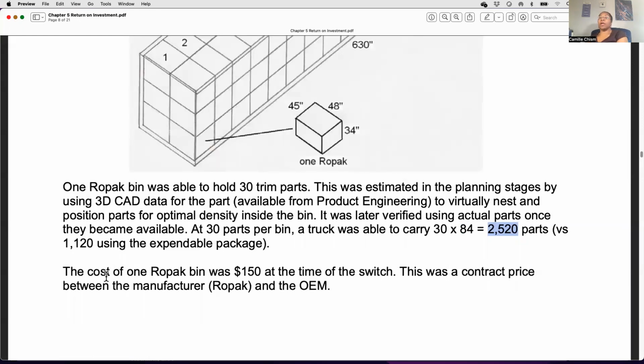Because if they were able to stack 4 high with that box, they would have just been able to double it, right? With 20 parts and you just double it. But now that you're able to get 30 parts per bin, even though you're only stacking 3 high instead of 4, you're still able to get significantly more into that trailer.